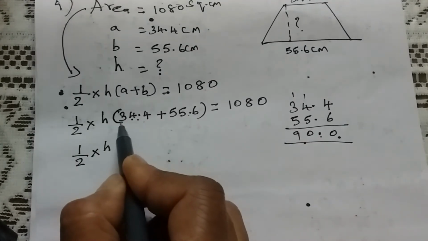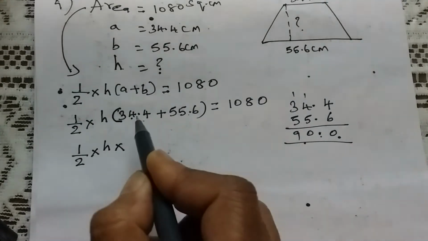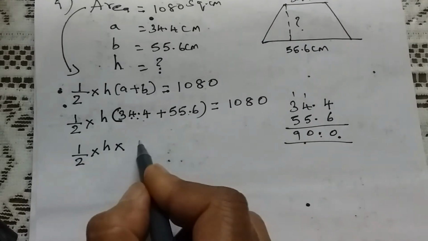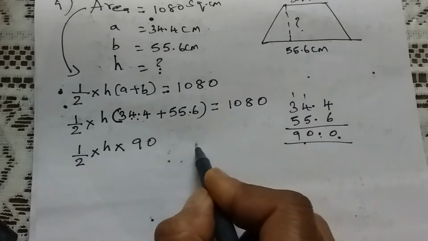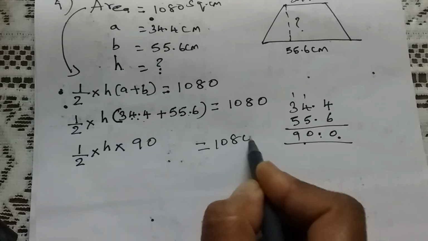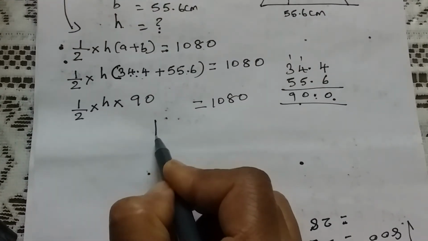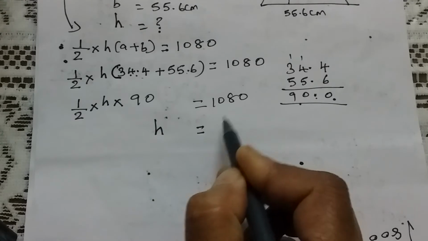And what is the meaning of this bracket? Bracket means into. Two numbers we have added and it has become one number, so we can remove the bracket. 90 is equal to 1080. What's the next step? We have to find h. So keep only h on the left hand side, equal to the right hand side.